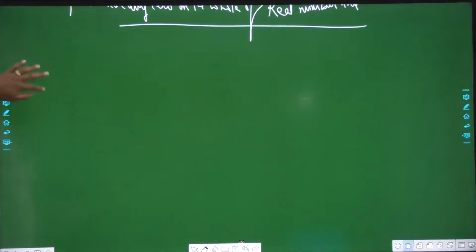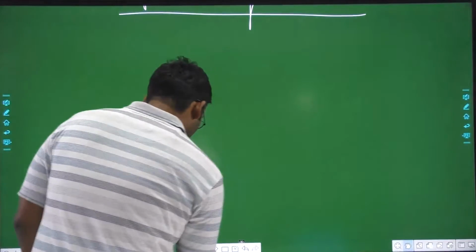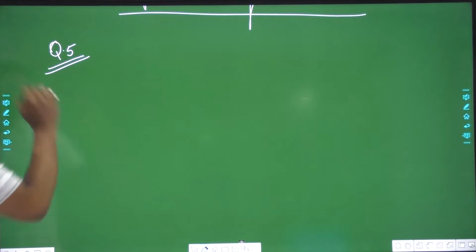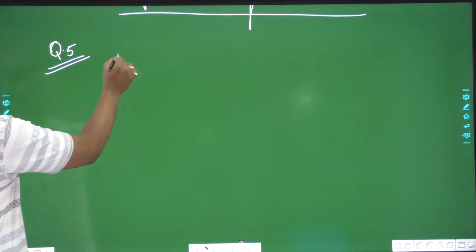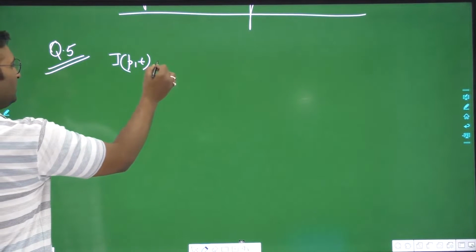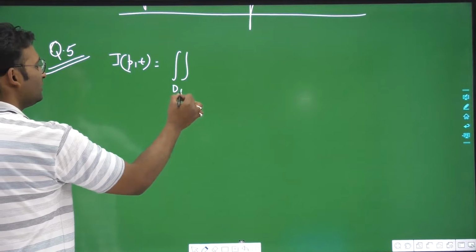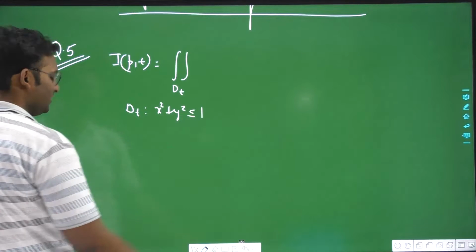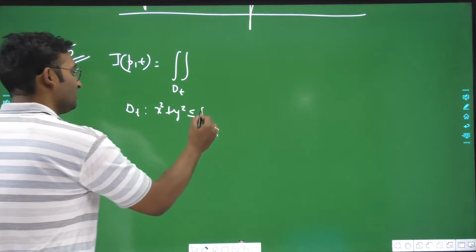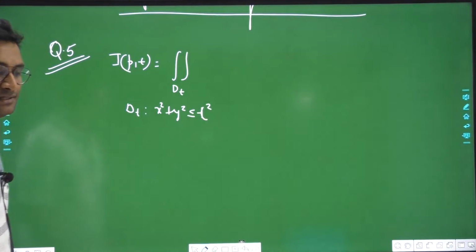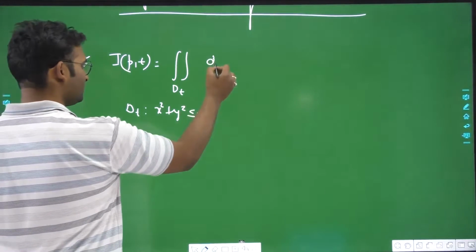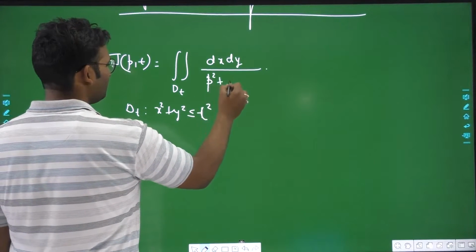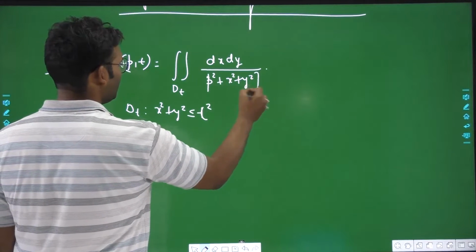Okay. So now moving ahead to another question that has come in the examination, and this is from double integrals. So question number 5. I(t) is the integral over D_t, where D_t is a closed disk of radius t. So what is that? This is dx dy divided by (p squared plus x squared plus y squared) raised to power p.